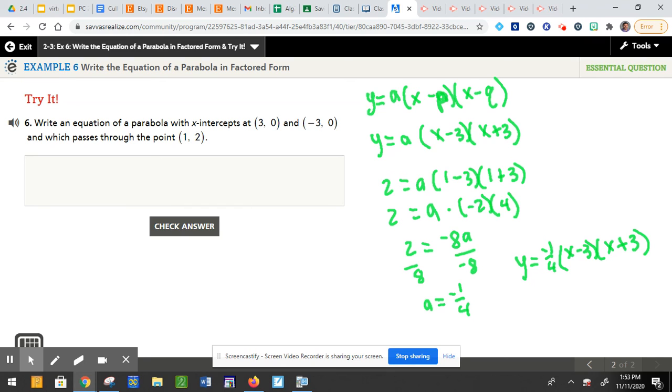So I end up with -2 times 4, which is -8. Divide -8 on both sides. Should be a negative there. And then you get a is equal to -1/4. So when you just put it all back together, the equation would be y equals -1/4 times x minus 3 times x plus 3. All right, let me know if you have any other questions.